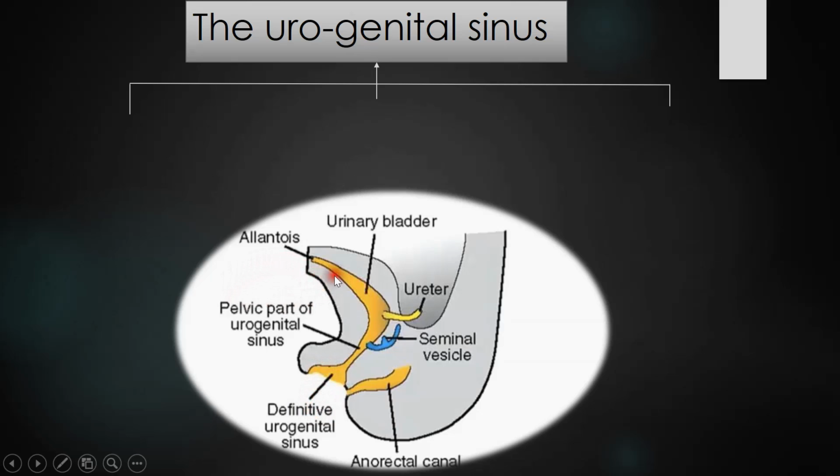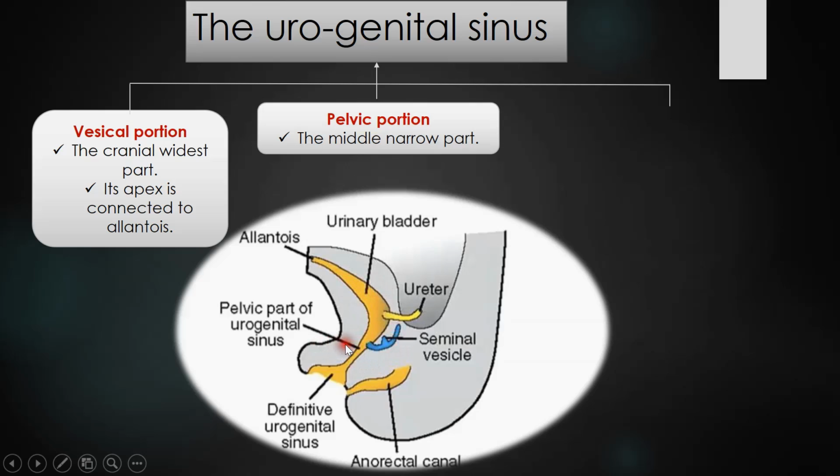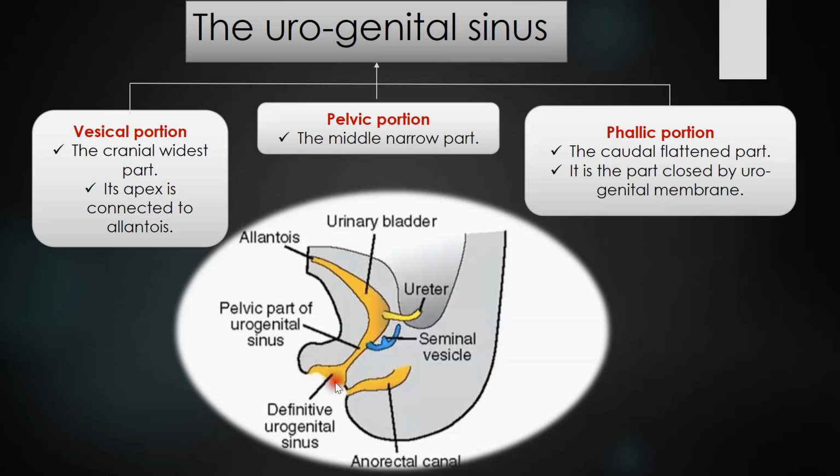The cranial part is called the vesical portion. Its apex is connected to the allantois. By its name, it's clear that it will give most of the urinary bladder. Below the vesical portion is the pelvic portion, which is a little bit narrow, and the lowermost part is called the phallic portion, or sometimes the definitive urogenital sinus. It's the caudal flattened part, which is closed by the urogenital membrane. Later, this membrane opens to allow the passage of urine.